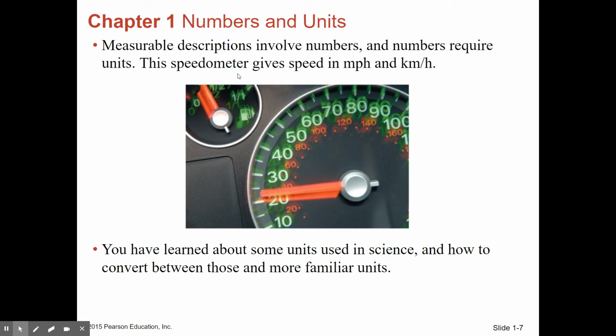And then this, again, is just talking about how we describe, or how do we measure, speed, right?